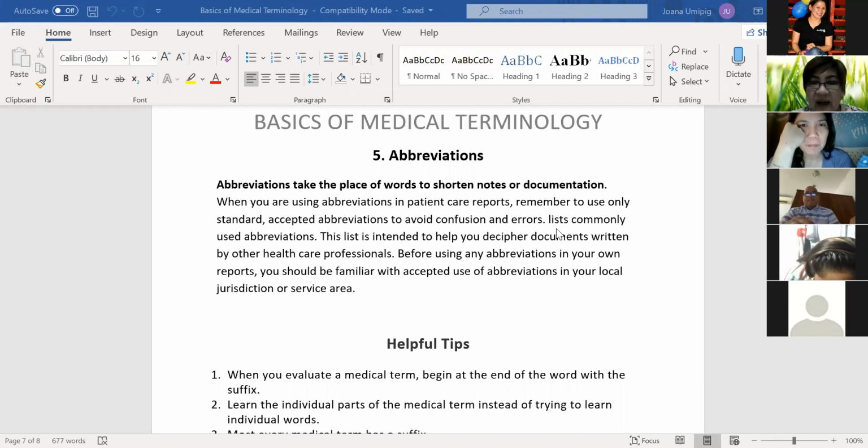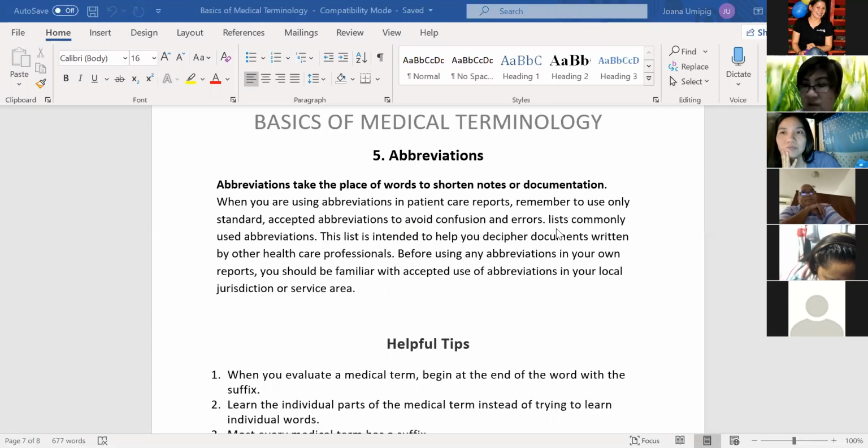When you are using abbreviations in patient care reports, remember to use only standard, acceptable abbreviations to avoid confusion and errors. We will come to the process of studying the abbreviations in the next one, okay? We have many medical terms with many abbreviations. The abbreviations alone will drive you crazy because there are so many and they need to be memorized. It's not like our medical terms such as gastroscopy, which we don't memorize so much.